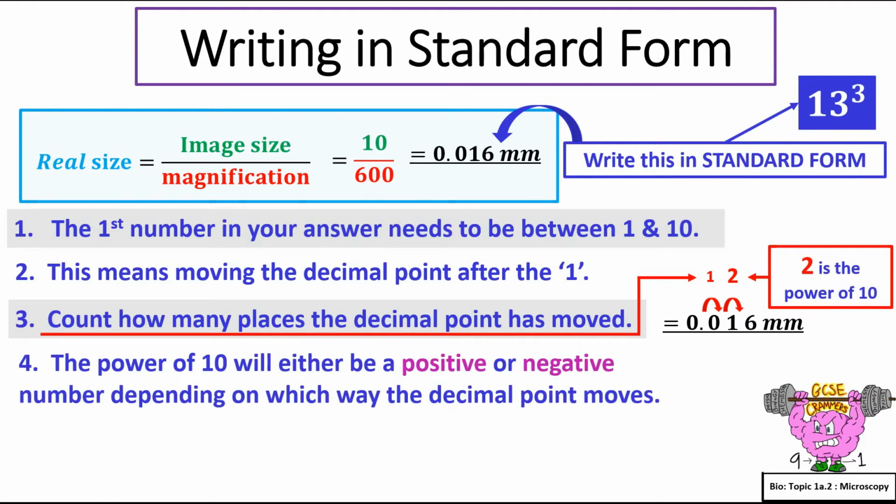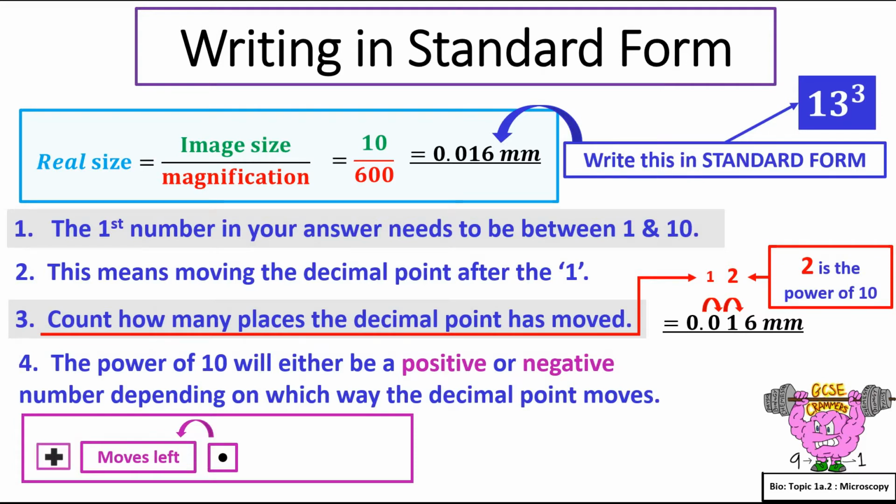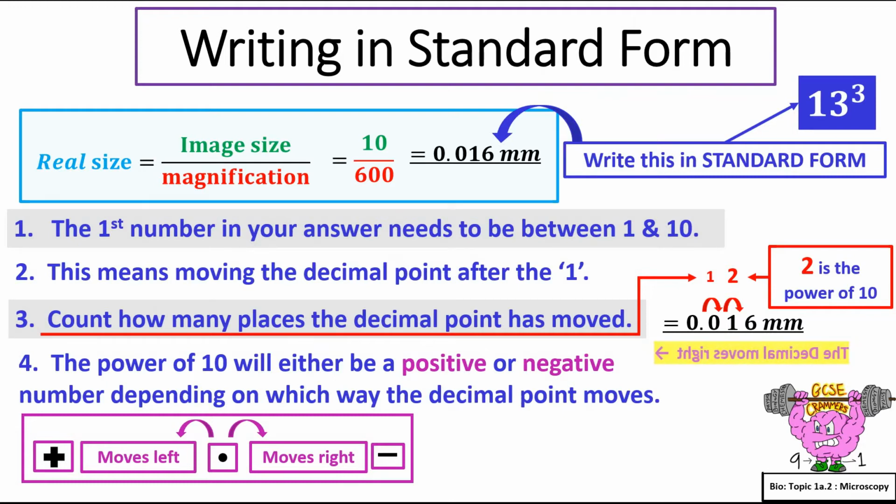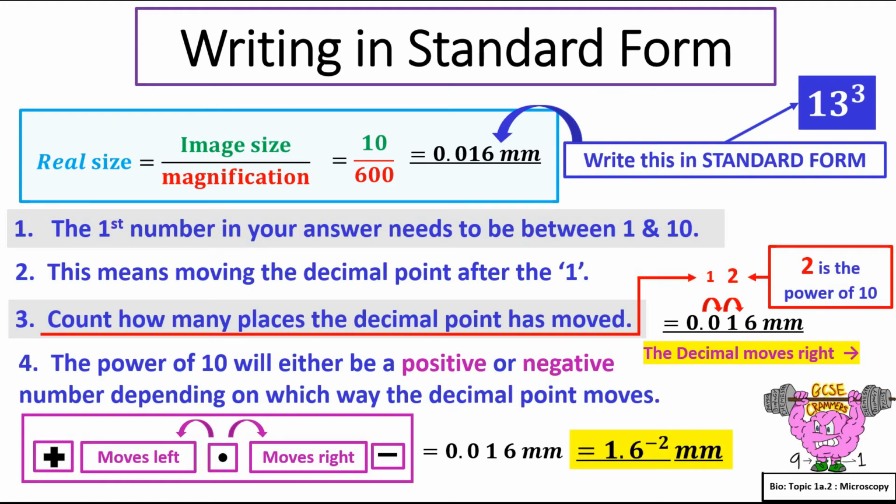The power of 10 will either be a positive or negative number, depending on which way the decimal point moves. This is easy to remember. If the decimal moves left, it will be a positive power of 10. If the decimal moves right, it will be a negative power of 10. So, put a minus sign in front of the power. As you can see, we had to move the decimal to the right. So, we will put a minus sign in front of the power number. So 0.016 millimeters in standard form equals 1.6 to the power of minus 2 millimeters.